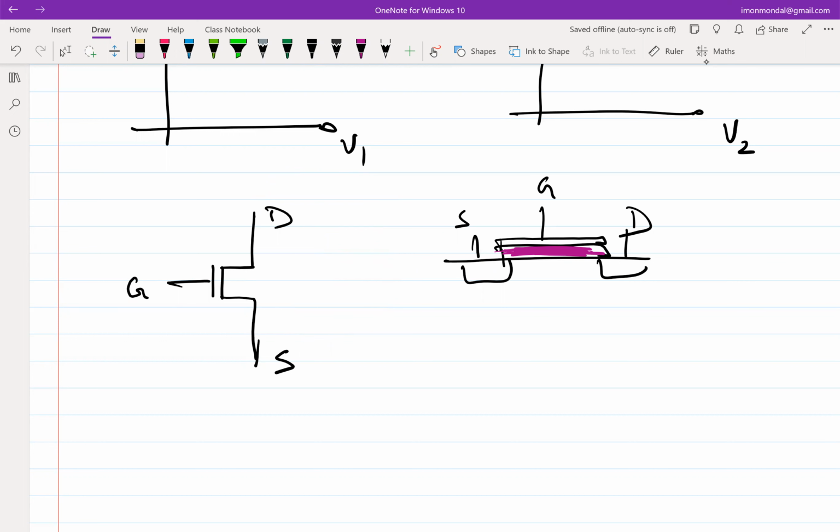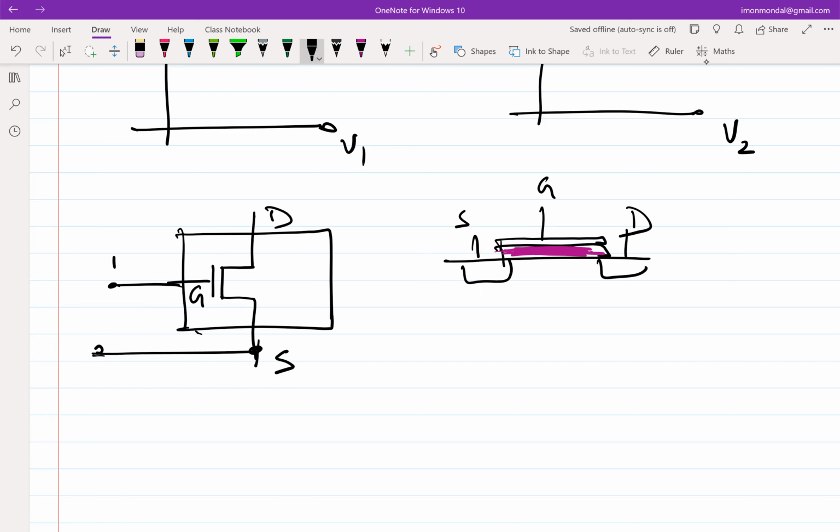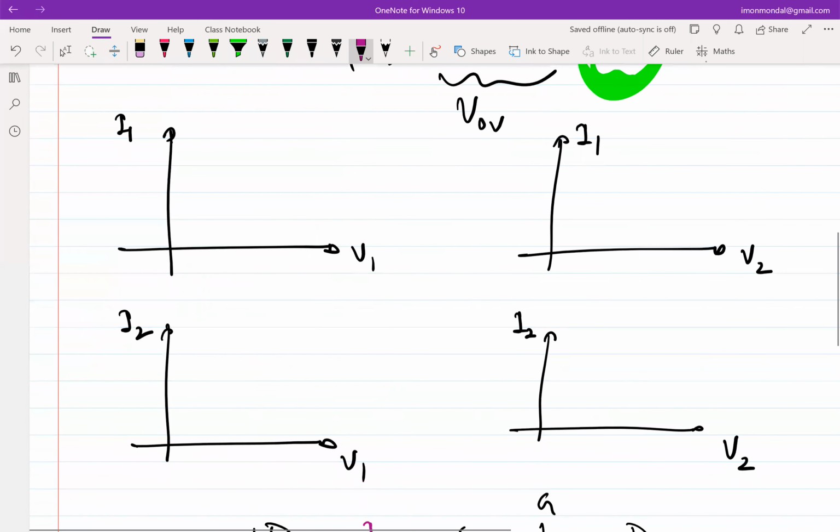Okay, fine. So let's forget about the body for the time being. Let's say this is a 3-terminal device, and I put a box around it as a port. Port 1 is between gate and source. This is V1, let's say, and port 2 is between drain and source. And let's say this is I1, this is I2. So under these conditions, what do you think will be the I1, V1 characteristics?